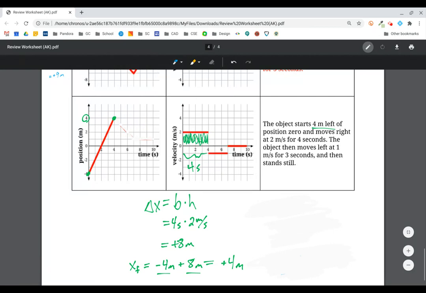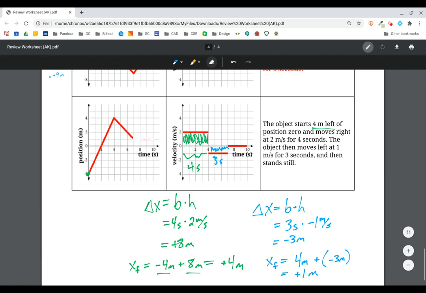Then we can do the same thing with the second section of motion, which is 3 seconds for the base and negative 1 for the height. That gives us a displacement of negative 3 meters. And so we know that after 3 seconds, we need to be 3 meters left of where we left off. And this is where we left off up here, which is at 4 meters. And so to figure out where we're going to end up, we can add that initial position to that displacement and see that we have to end up at positive 1 at a time of 7 seconds.